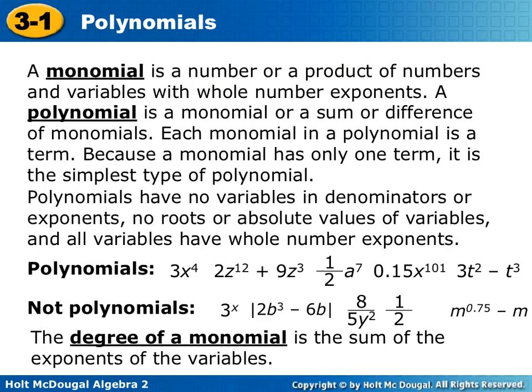I'll let you read through monomial and polynomial. Again, though, monomial is 1, polynomial is more than 1. The examples here are pretty good. What makes a polynomial a polynomial is the powers here have to be whole numbers. It can't be negative. So here you see 4, 12, 3, 7, 101, 2, 3. Those are all good examples.